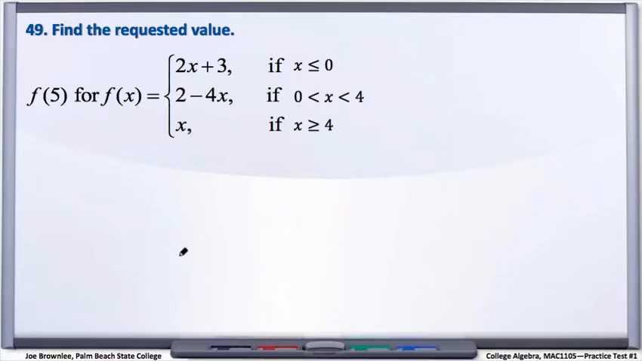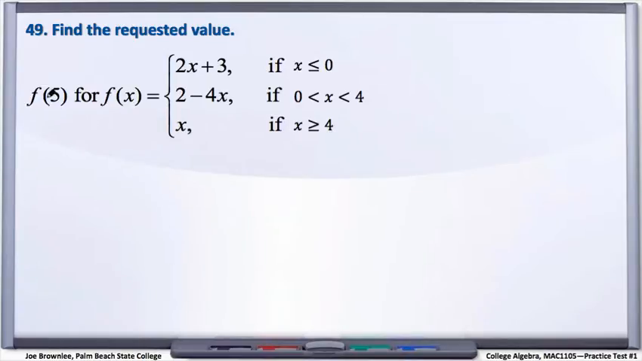All right, number 49, find the requested value. And we've been given some information here. They want us to find f of 5 for the function f of x equals 2x plus 3 if x is less than or equal to 0, 2 minus 4x if x is between 0 and 4, and x if x is greater than or equal to 4.